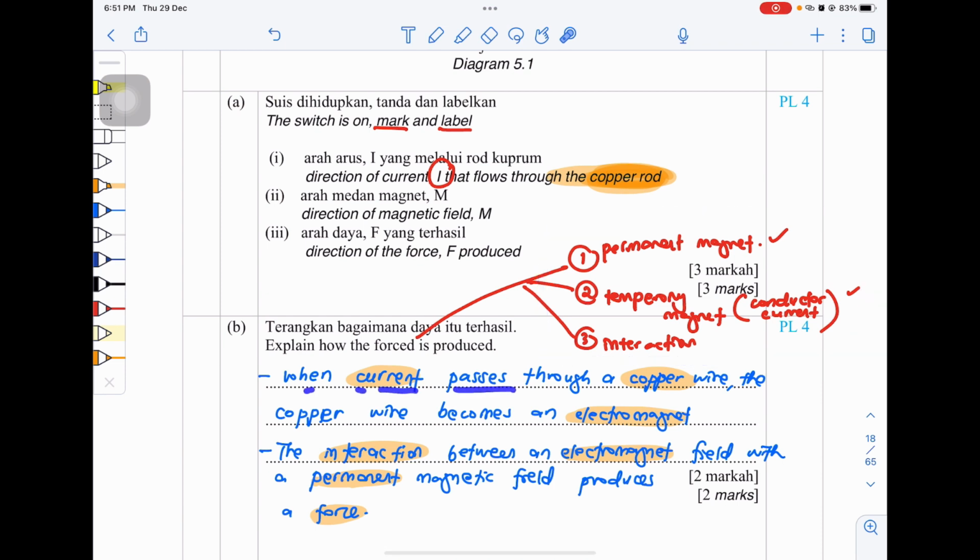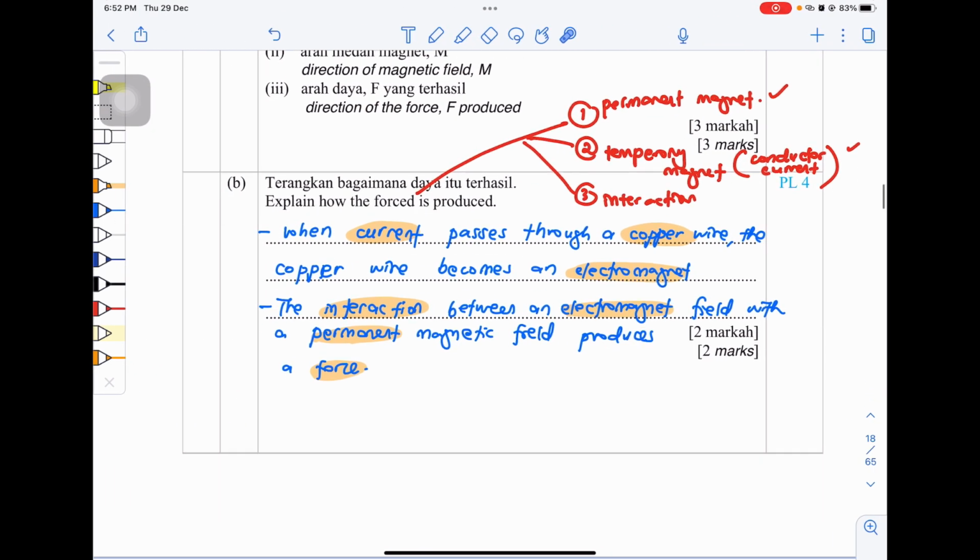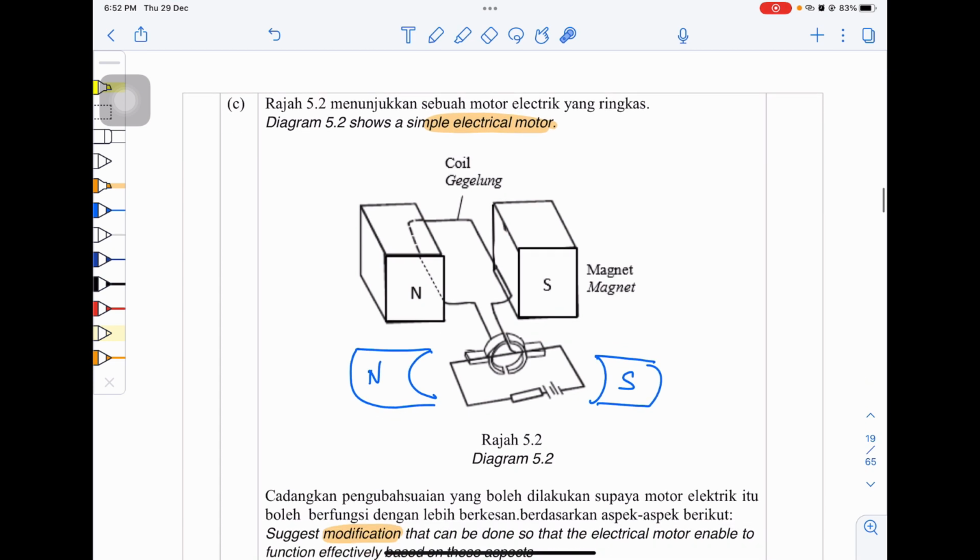When current passes through a copper wire, so we are talking about a conductor wire, then there is current, so that's when we get a temporary magnet. The other name of temporary magnet is electromagnet. Then the interaction between the electromagnet field, the temporary magnet, and the permanent magnet, this one, produces a force. Okay, so that's easy. Very easy. Understand? Then you can answer. However they twist the question, you should be able to answer.